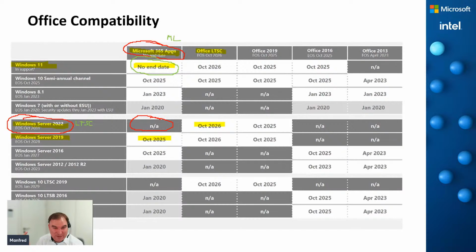So this means 12 a year, and 10 years support means 120 different Office versions. I think you can imagine this doesn't make sense. And now the question is, why do we have support for Office 365 apps on Windows Server 2019?